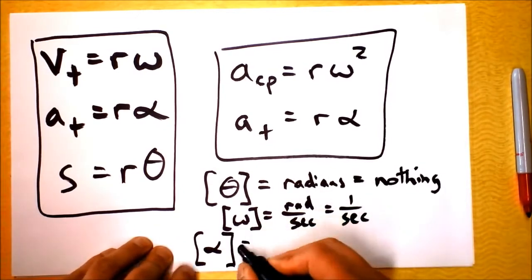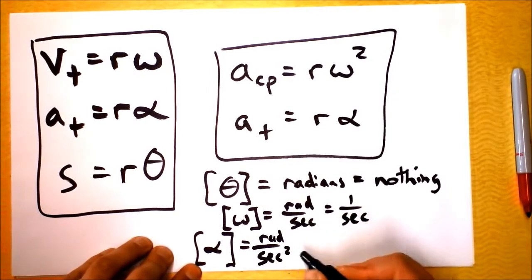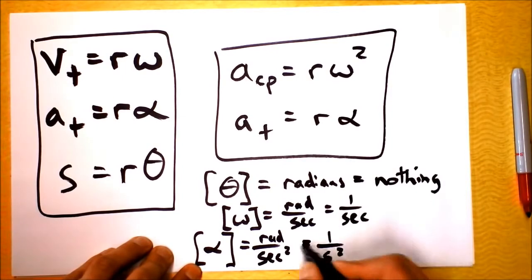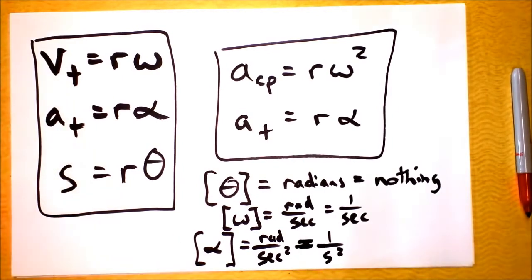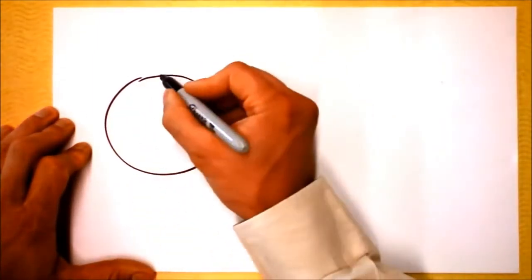And the units for angular acceleration are radians per second squared, and that's sort of the same thing as 1 over seconds squared, because radians don't exist. I wanted to add one final thought on the idea of centripetal versus tangential acceleration.